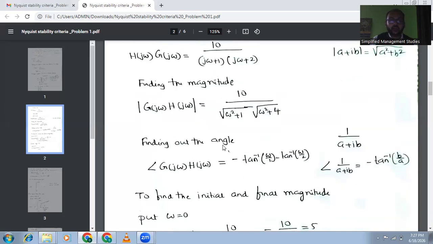You also have to calculate the phase angle. Both things are very important. You already studied in Bode plot how to calculate the magnitude and phase angle. That same thing will be applied here.